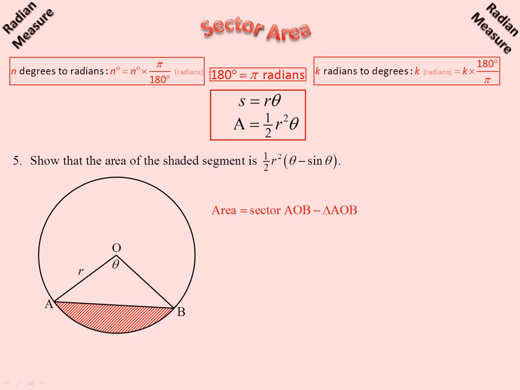So, area equals sector AOB, the whole sector, minus triangle AOB. In sector AOB, there it is there, triangle AOB is sine rule. So half r squared theta minus half AB sine O. Substituting in then, we know that OA and OB are both r and O is theta. And now it's just a case of factorizing to give us our required answer.